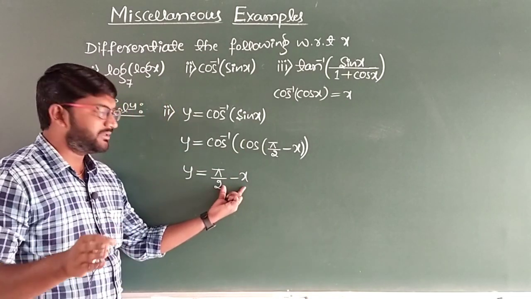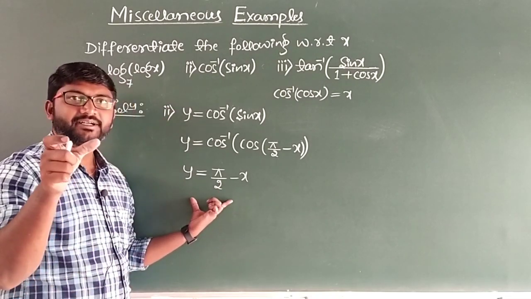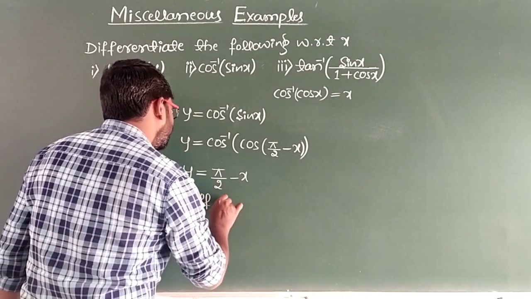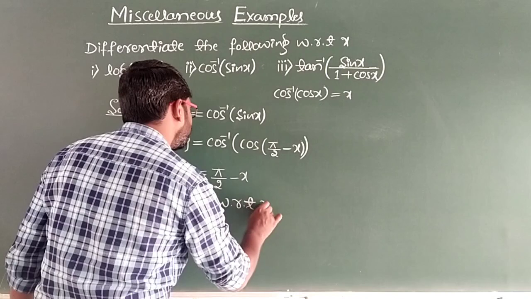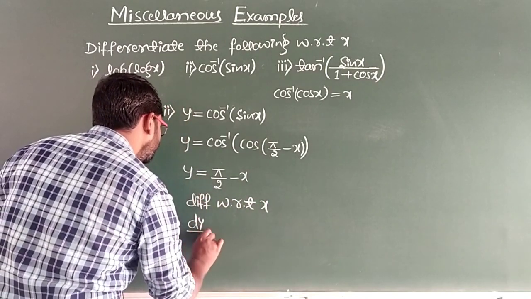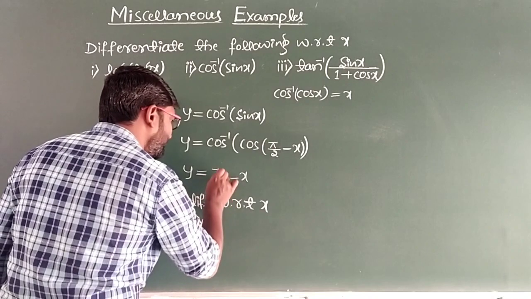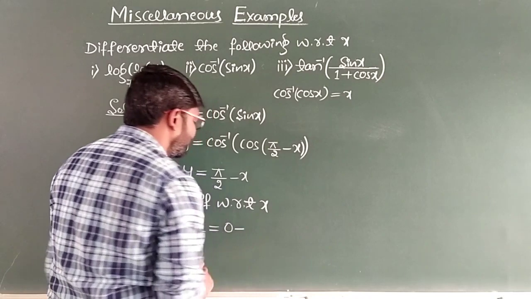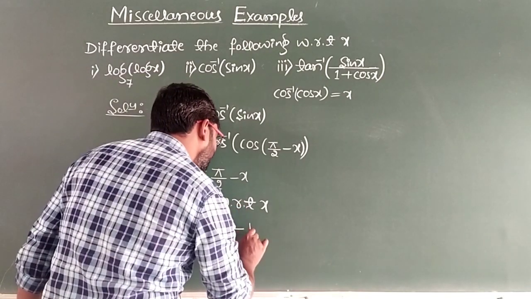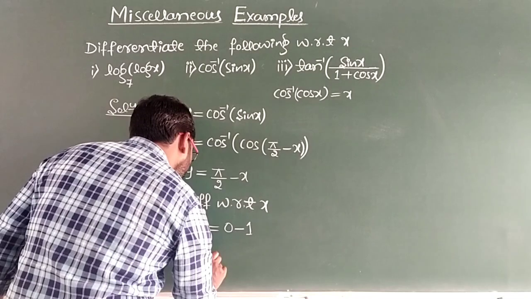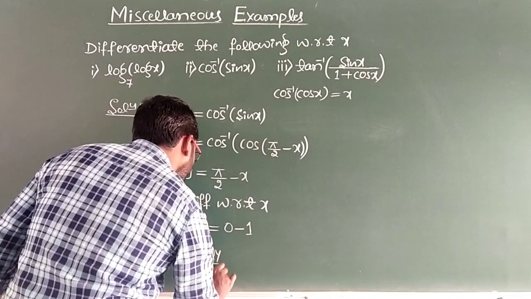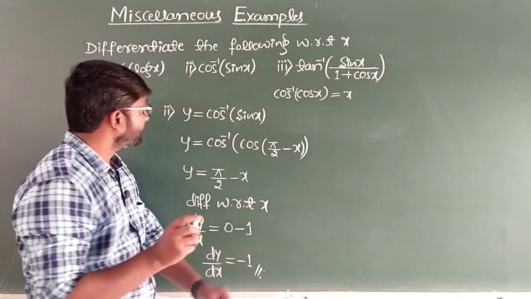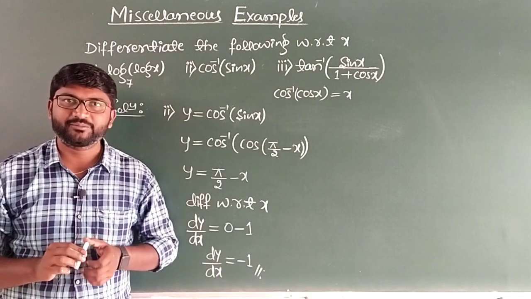So till here we have simplified the given function. Now we are going for the actual differentiation. Differentiate both the sides with respect to x. We get dy by dx, which is equal to the derivative of pi by 2. It is a constant, so it will be 0. Then minus, I will be writing it as it is, derivative of x will be 1. So we get 0 minus 1. So dy by dx will be minus 1. So this is all about the Roman number 2. Note down this, then we'll take up the Roman number 3.